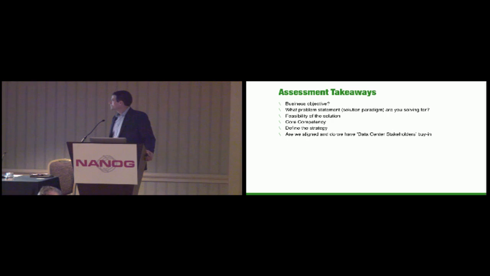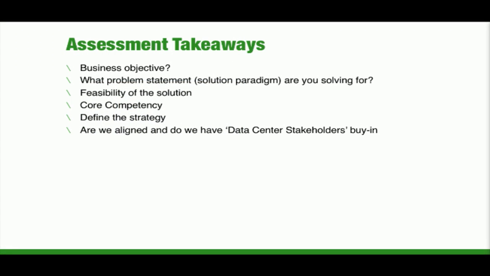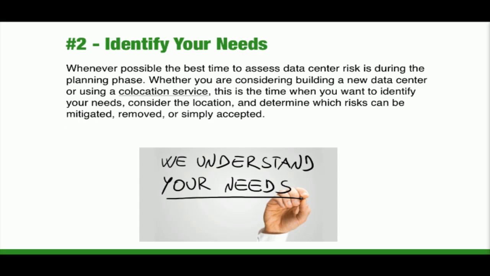All right. So the takeaways are really, what is the business objective? What problem statement or solution pattern are we solving for? What is the feasibility of the solution? Is this within our core competency? And then when we define the strategy, are we aligned to all those stakeholders? So if we decide that we're going to go after those Red Bull startups, what would that data center paradigm look like? If we're Amazonians and we're looking to provide those types of services, are we looking at hybrid cloud, or are we looking at some other solution?